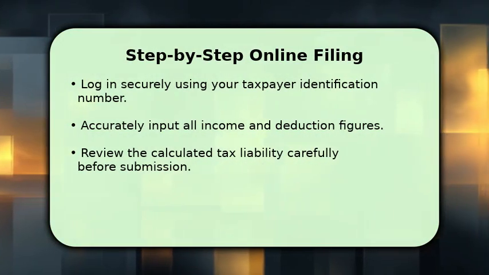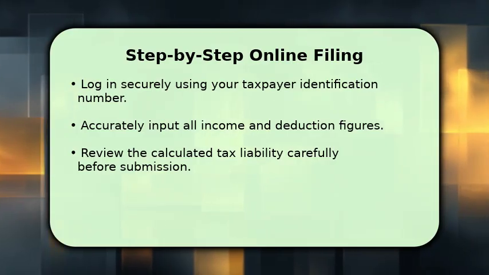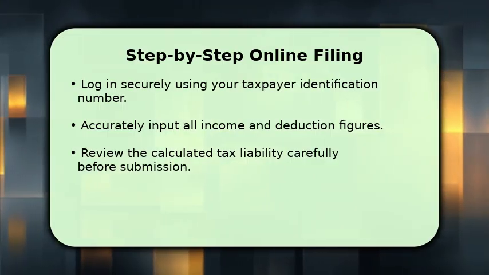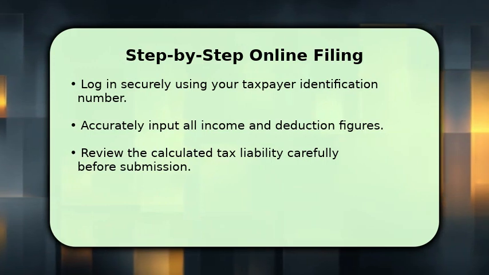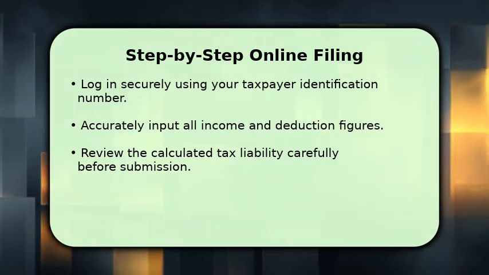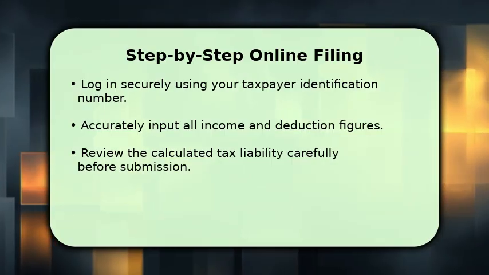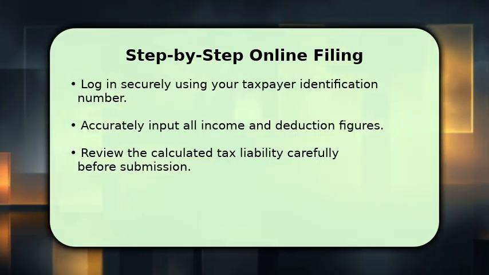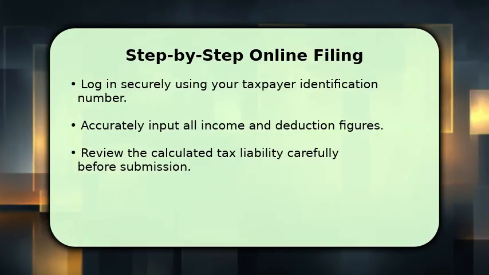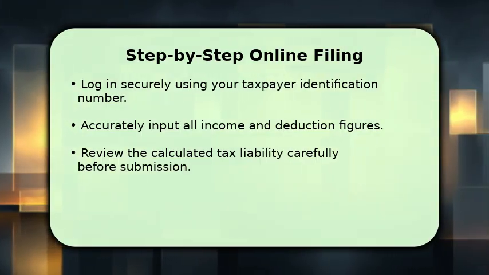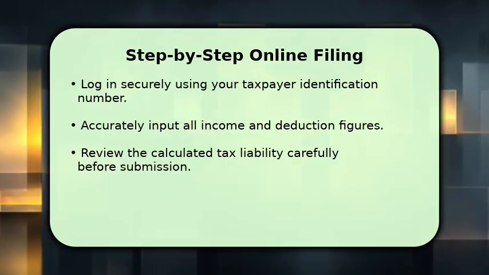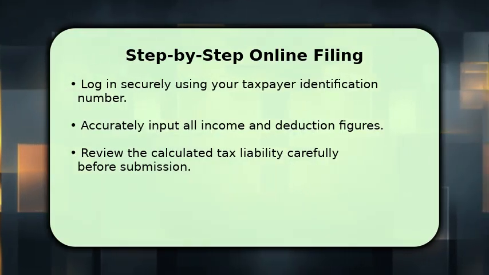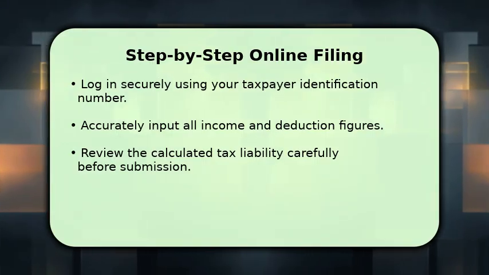Once your documents are prepared, navigate to the URA online portal. Log in securely using your unique taxpayer identification number and password. Carefully follow the on-screen prompts to input all your income figures from various sources. Then, enter any applicable deductions or credits you have identified. The system will automatically calculate your tax liability. Take ample time to thoroughly review all entered data and the calculated amount for accuracy before proceeding to the final steps. Double-checking prevents potential issues.